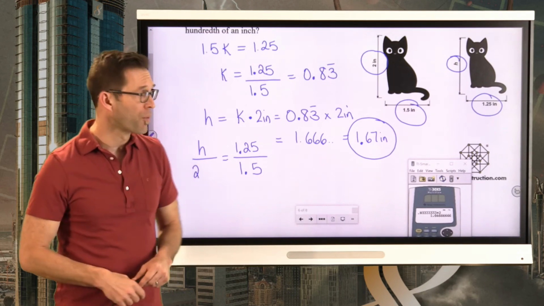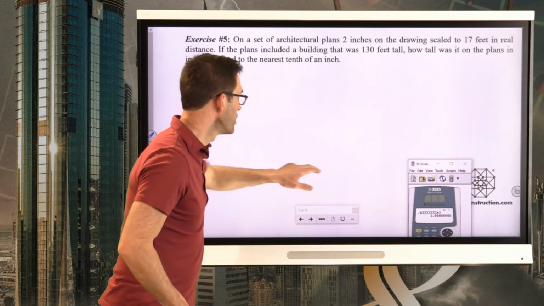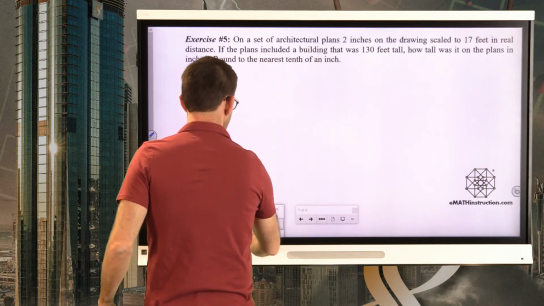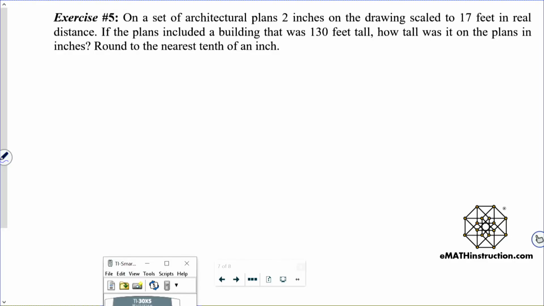Let's take a look at one more problem where we do some scaling. All right, here we go. Exercise number 5. On a set of architectural plans, 2 inches on the drawing scaled to 17 feet in real distance. If the plans included a building that was 130 feet tall, how tall was it on the plans in inches? Round to the nearest tenth of an inch.